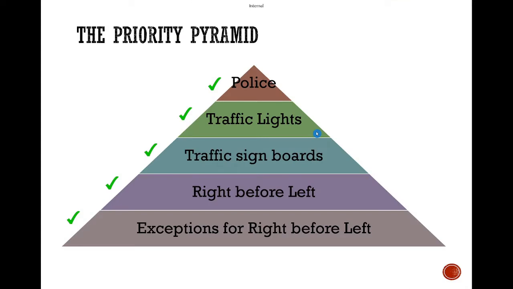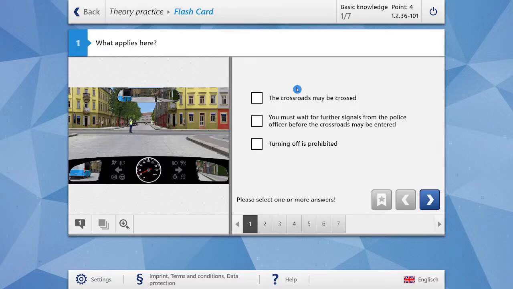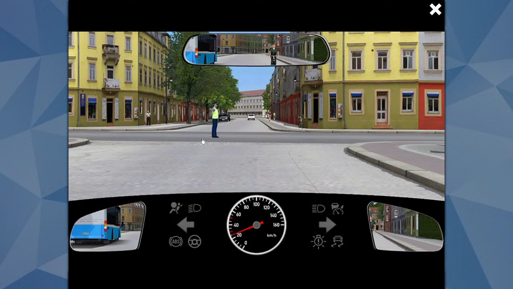Okay. I hope you remember the priority pyramid. We have looked at the priority pyramid in part A. So let's start with some examples for police governing an intersection. Okay, let's go through the questions. What applies here? Let's zoom at the picture. You can see that there is a traffic police governing the traffic. Okay, clearly turning towards the right road and not towards you.